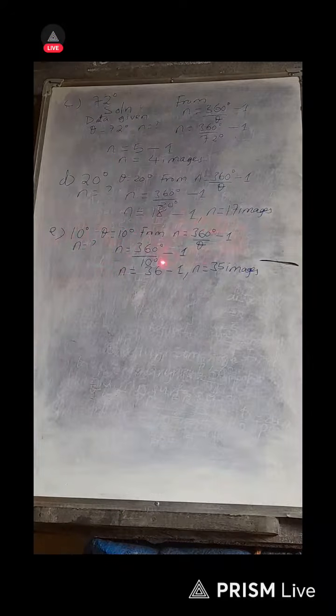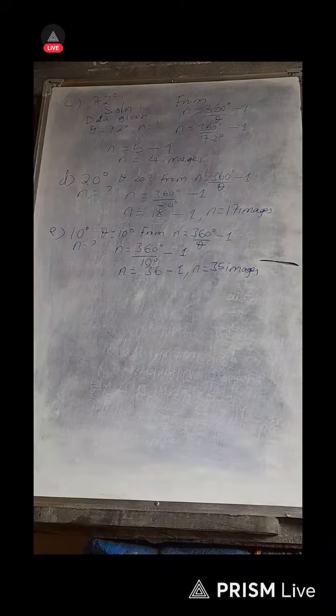From the formula, we know number of images is 360 degrees over theta minus 1. So the number of images is equal to 360 degrees over 10, which is the theta, minus 1. If you divide here, you get 36. Take 36 minus 1, you get the n now. The number of images is almost 35 images, which is going to be obtained when the angle between the plane mirrors is almost 10 degrees.